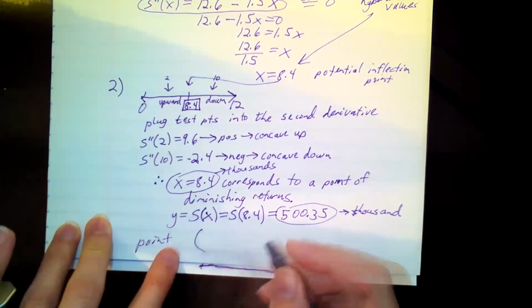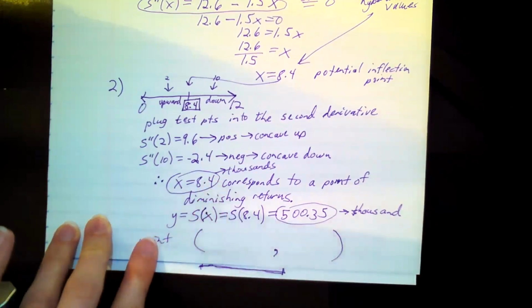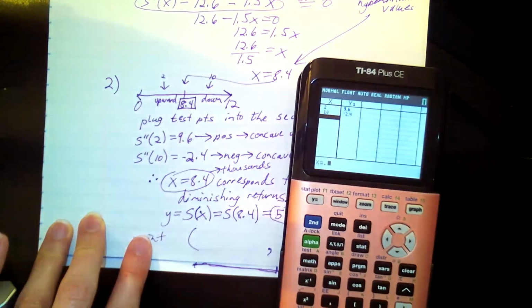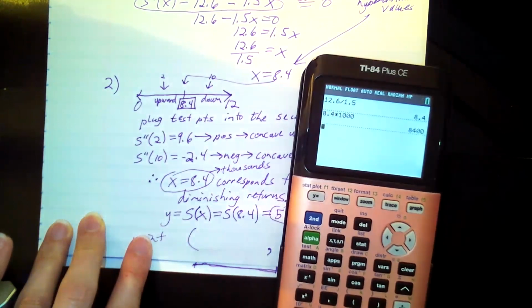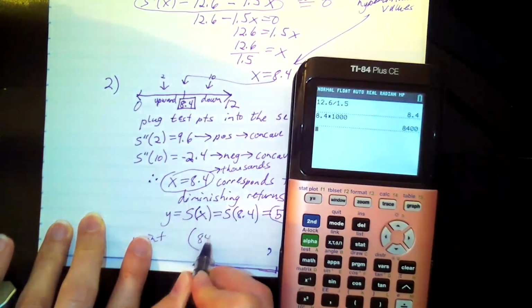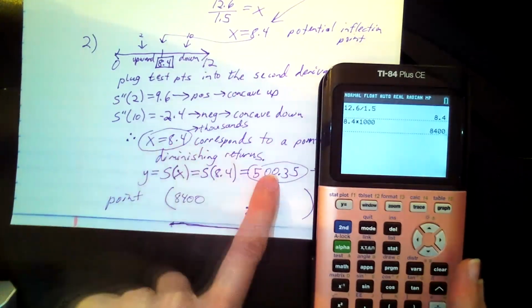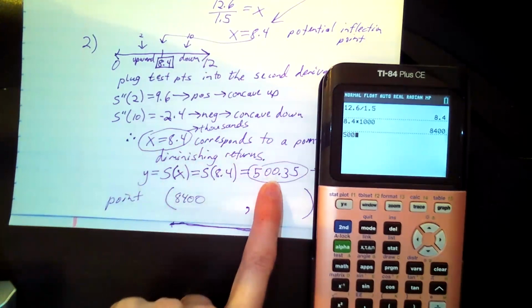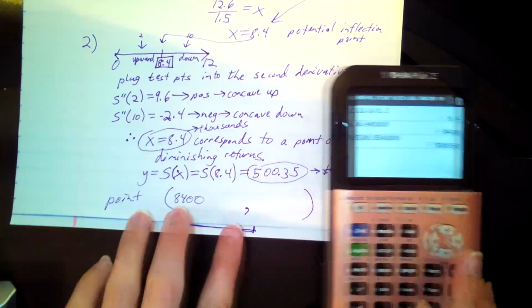My point is, take 8.4, multiply it by 1,000. 8.4 times 1,000 is 8,400. And when you plugged 8.4 in, you got 500.35. So take 500.35 and multiply that by 1,000, and your sales is $500,350.